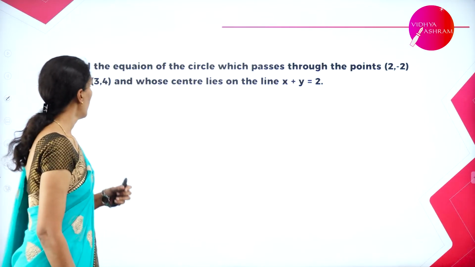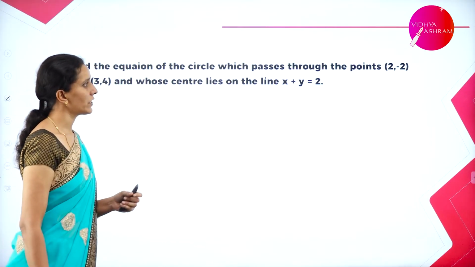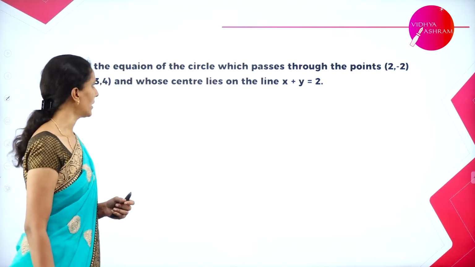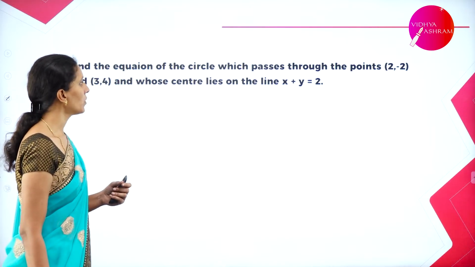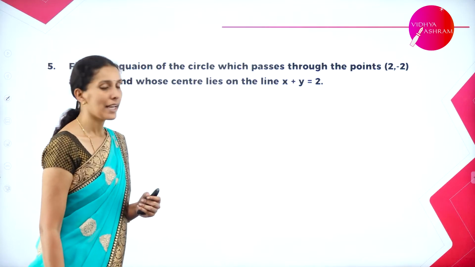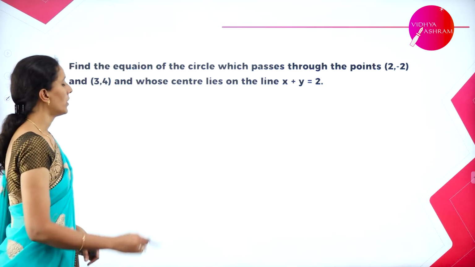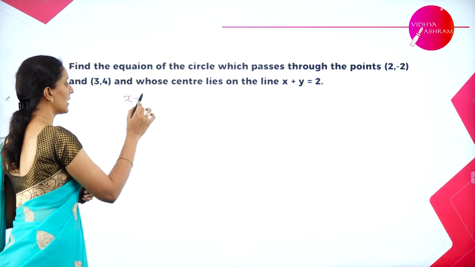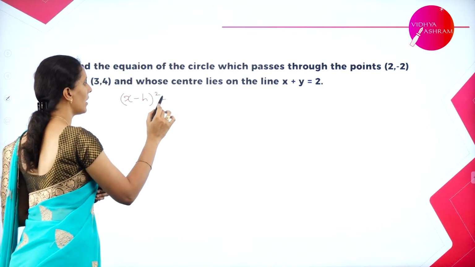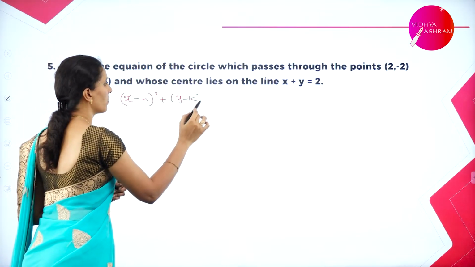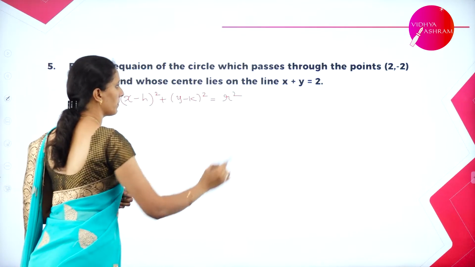Next question. Find the equation of the circle which passes through the points (2, -2) and (3, 4) and whose center lies on the line x + y = 2. We know the general equation of the circle, that is (x - h)² + (y - k)² = r².